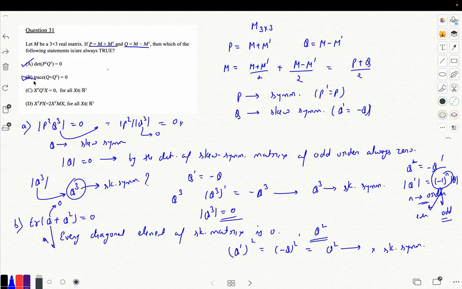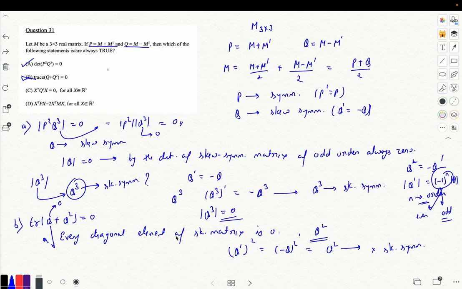So you can take some dummy skew symmetric matrix Q, so that the property has to be satisfied, take the square of it and find the trace corresponding to it. Now let's see option C. What is it saying? Option C is that x transpose Q square x is equal to 0 for all x belonging to R cube.